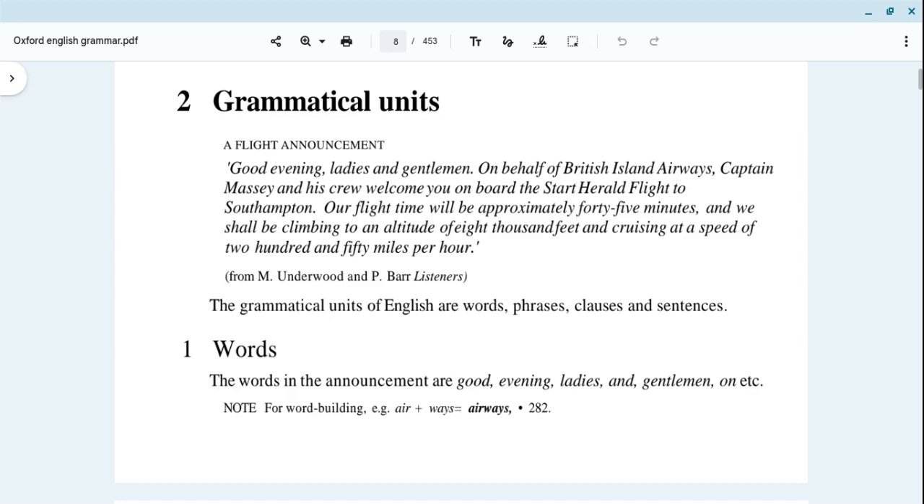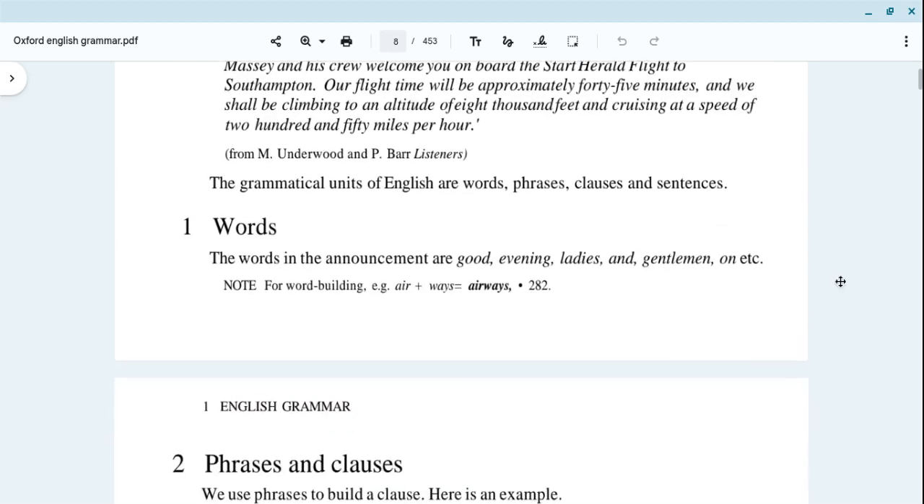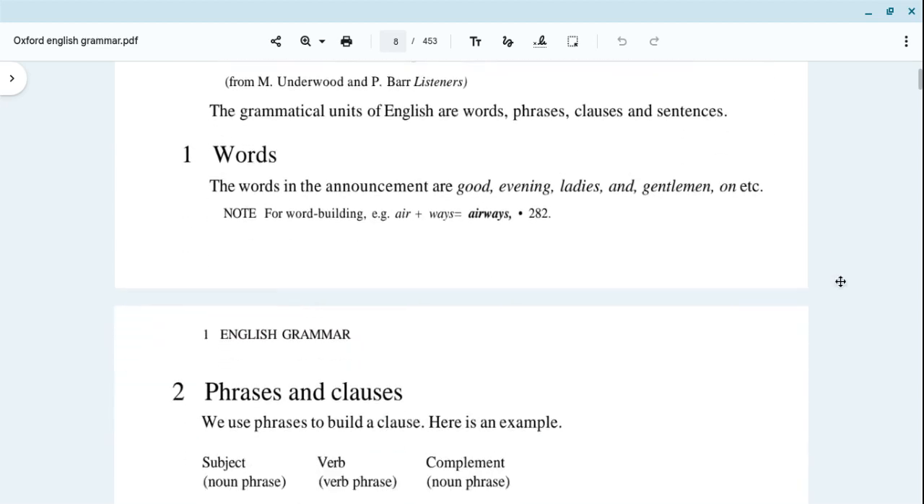Okay, the grammatical units of English are words, phrases, clauses, and sentences. So we're going to study all these, talking about this little text that I just read for you. So let's go. Words. The words in the announcement are good, evening, ladies, and, gentlemen, on, etc.